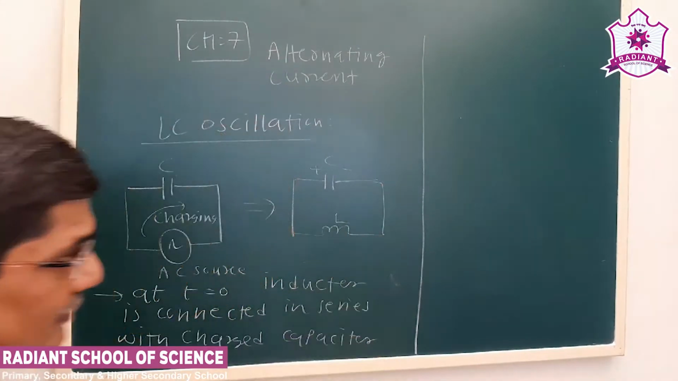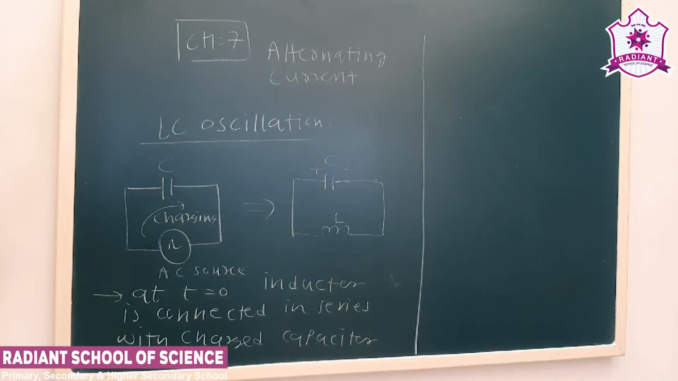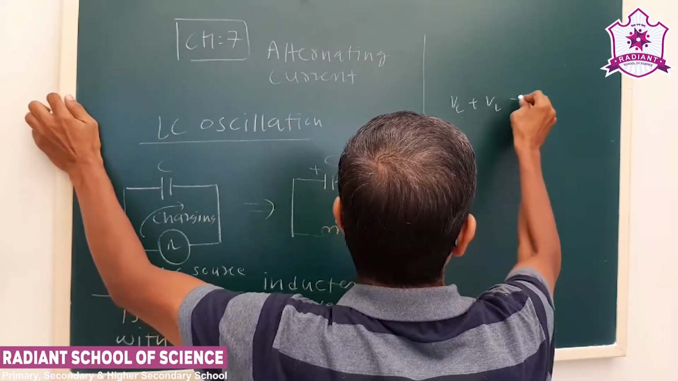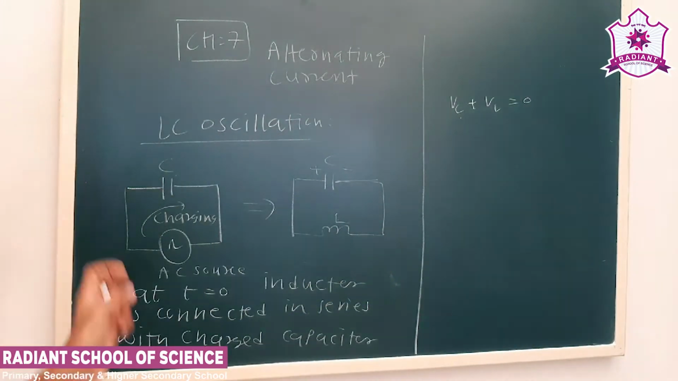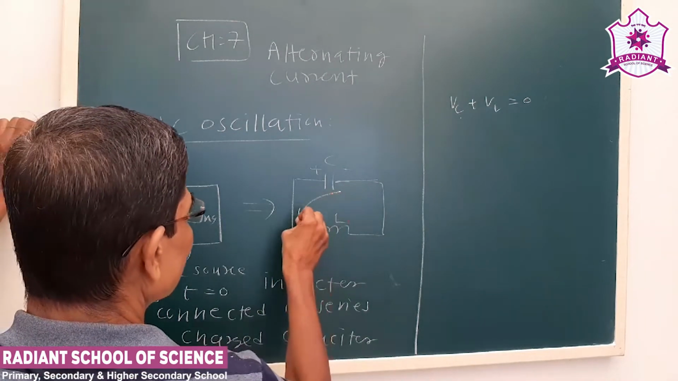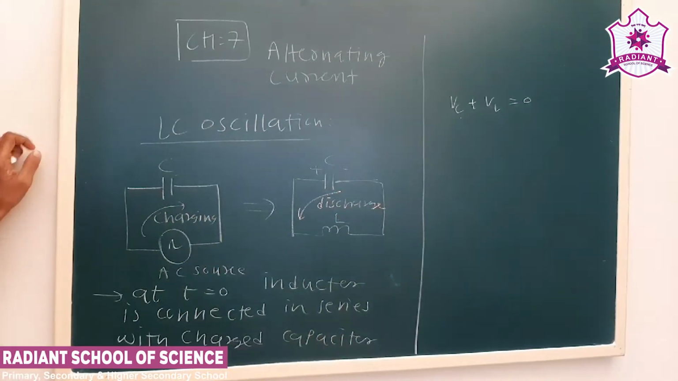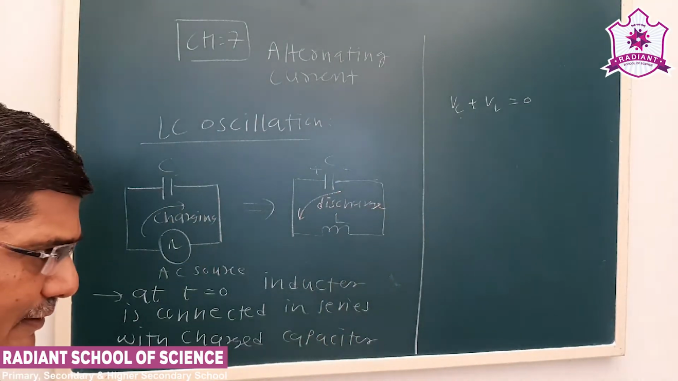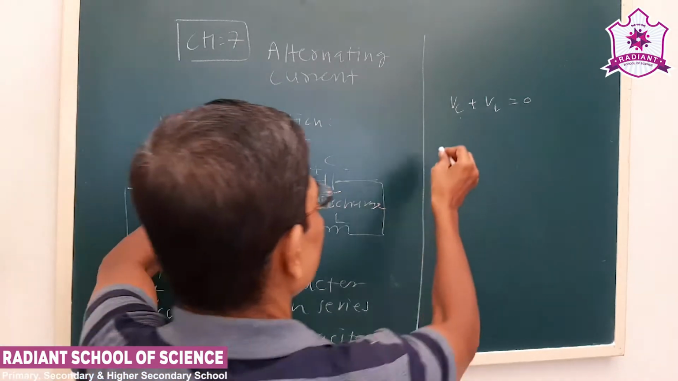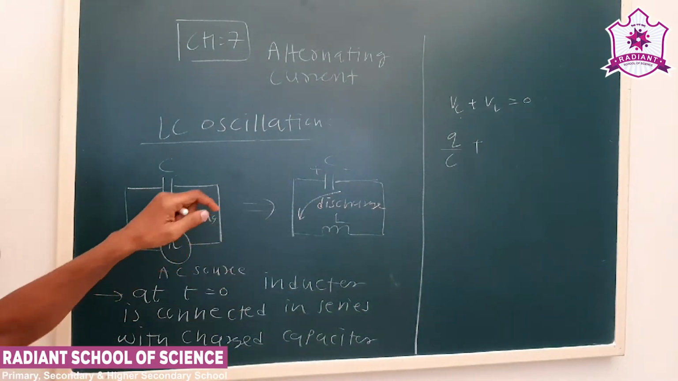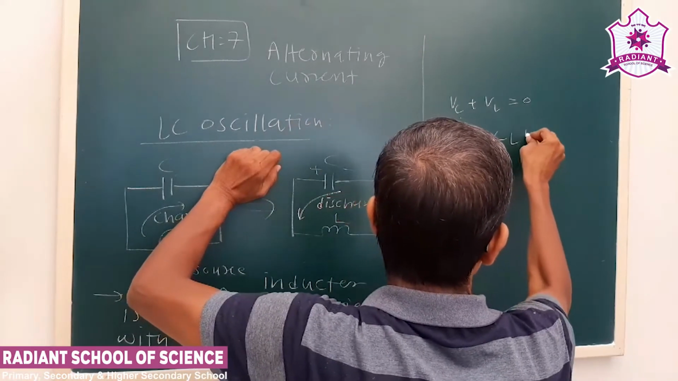Now we have to write the differential equation of LC oscillation. This can be asked in a 2-mark question. Now here it will be VC plus VL is equal to 0. Because the capacitor is already charged, discharge will take place. So the charge on the capacitor will be decreasing. The voltage on the capacitor is Q by C. The inductor voltage is minus L di by dt.